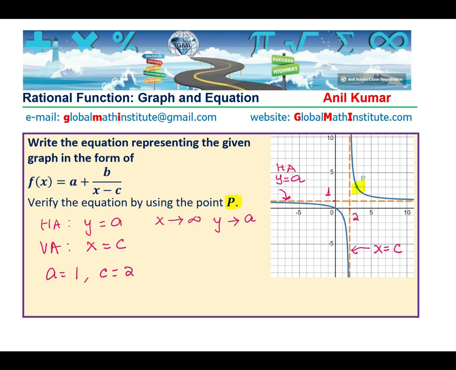Now it is a question of finding the value of b. To find the value of b, you can substitute a value for x, which is 3, and you should get the y value, which is also 3. Then you get the value of b. You understand this strategy, correct? That is how we are going to solve all these questions. We'll have a couple of graphs for you to practice. I hope you have understood this strategy.